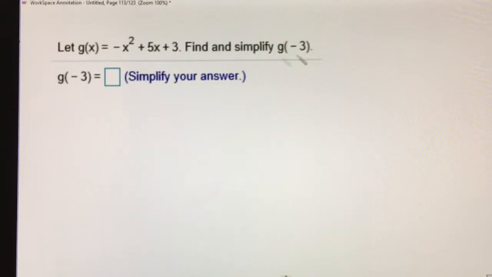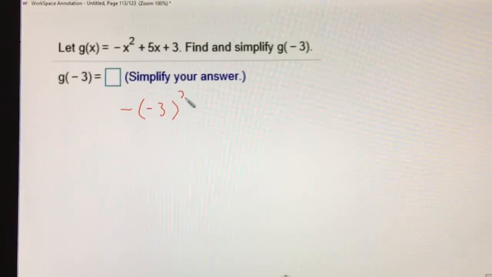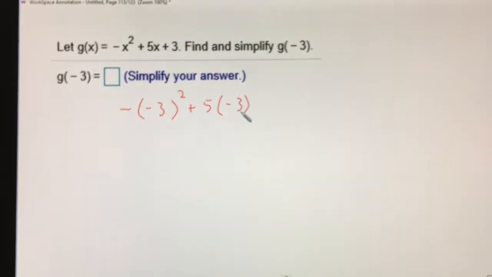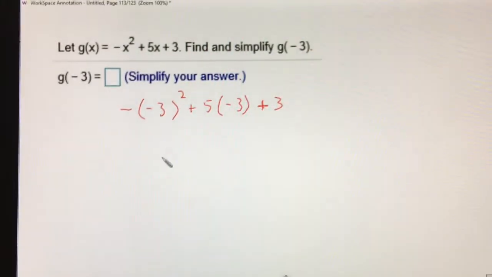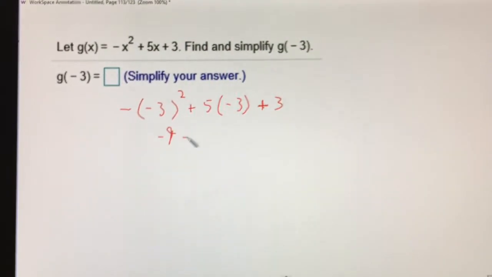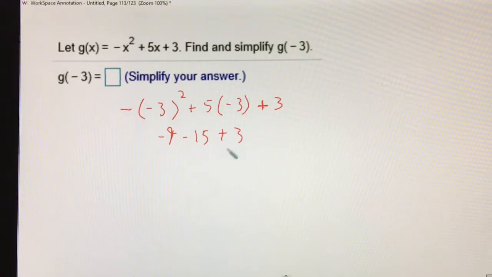All I want to do is plug in -3 to that equation. Be careful, that negative is out front. And then I put in the -3, square it, plus 5 times -3 plus 3. And this is a nice one to do on the Casio. You can type it in pretty nice. Or you can do it by hand. That's going to be 9, but then a negative out front gives me -9 minus 15 plus 3. And this is where I get a little scared. So I'm going to just type that into the calculator. -9 minus 15 plus 3, and I get -21.